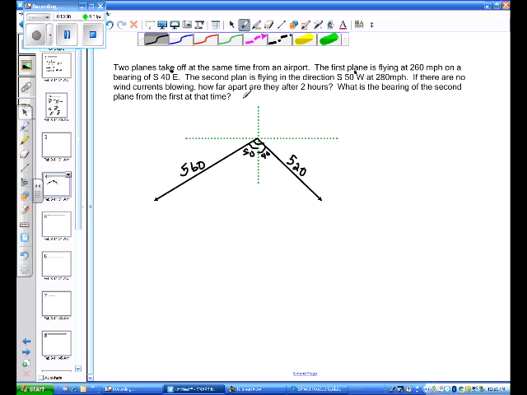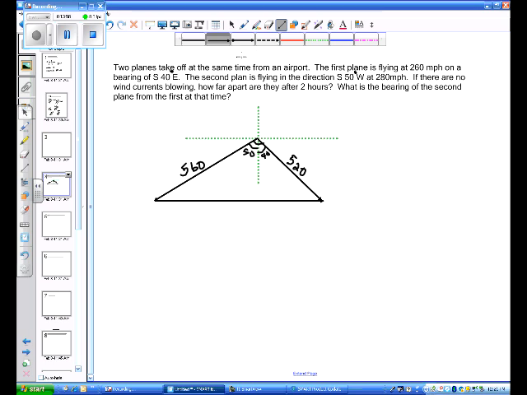Okay, what we want to know, first of all, is what is the distance between the planes? How far apart are they? So we want to know this distance. And then we want to know what is the bearing of the second plane from the first plane?